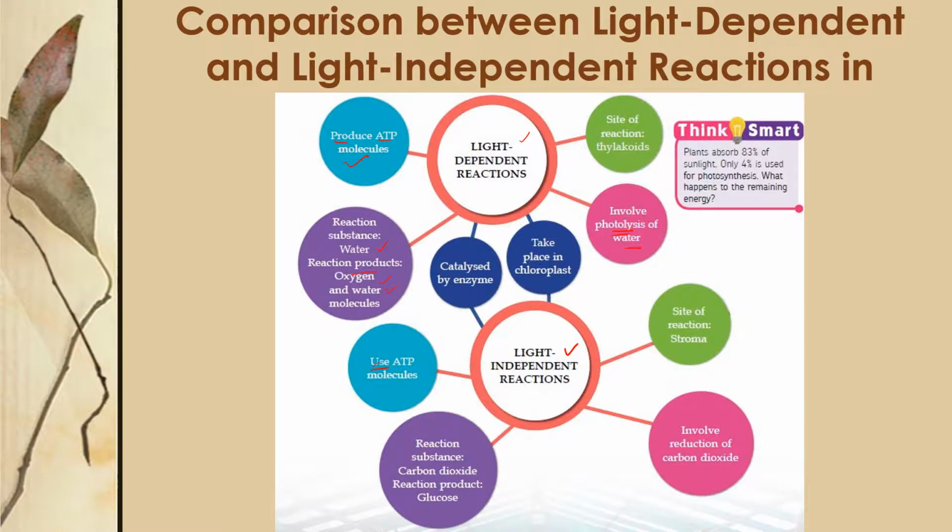Meanwhile for the reaction substance for light independent reaction, carbon dioxide, sebab awak tengok tadi carbon dioxide akan masuk ke dalam chloroplast tadi. Okay, reaction product adalah glucose, kan? Betul. Okay, so site of reaction, light dependent reaction berlaku dalam thylakoids, and meanwhile LIR berlaku dekat stroma. Okay, so LIR dia involve reaction of carbon dioxide, meanwhile LDR involve photolysis of water. Okay, so both of them catalyzed by enzyme, and take place in chloroplast. Okay, itu sahaja untuk topik ini.